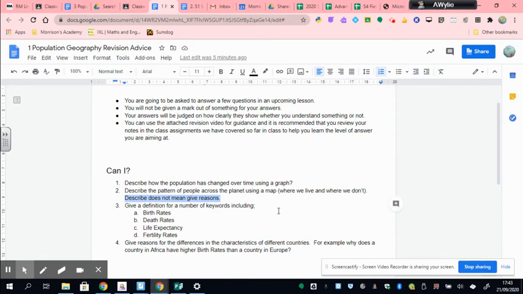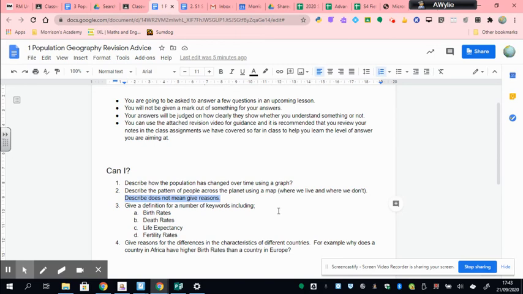So once again, you need to read from the map. Where are areas with large numbers of people? Now, if you have a key that shows you how many people are living in certain areas, you should use that key. So if the area says over 1,000 people per kilometer squared, that's the way we measure population density, then you would want to say that and then identify those areas. And you don't want to talk about the east of the map or the top of the map or the bottom or the left or the right. You actually want to say where, which continent, where in those continents.